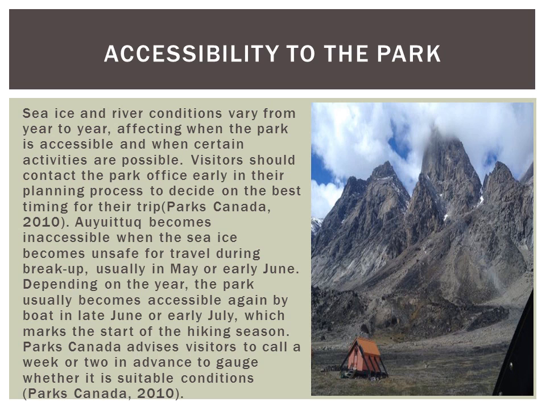So now we're going to talk a bit about accessibility in the park. Sea ice and river conditions vary from year to year, affecting when the park is accessible and when certain activities are possible. Visitors should contact the park early before planning a trip. Owutuk becomes accessible when the sea ice becomes unsafe for travel during breakup, usually in May or early June, depending on the year. The park becomes accessible again by boat in June or July, which marks the start of hiking season.